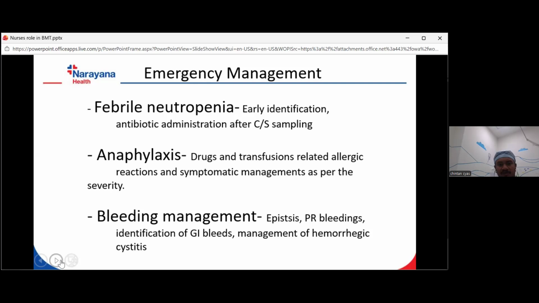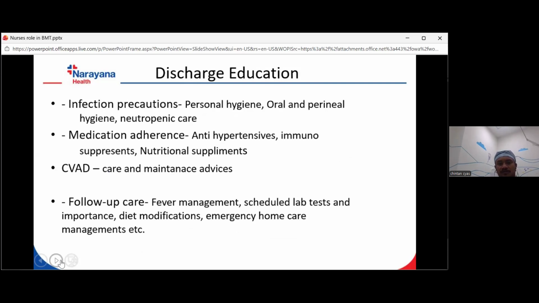Next is bleeding management. If the patient develops epistaxis and PR bleeding, the nurse must identify GI bleeds and manage hemorrhagic cystitis. All this can happen at any moment in the BMT, and the nurse must be able to handle all these emergency situations. Timely escalation of an emergency situation is also very important, before it moves to a complicated situation.